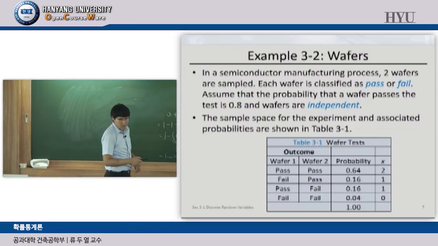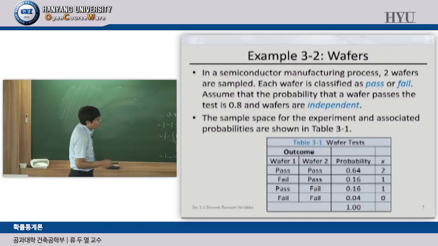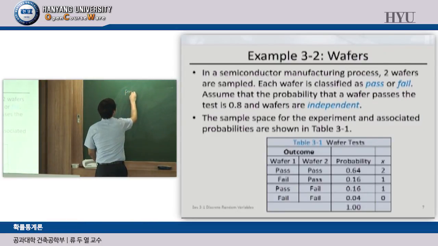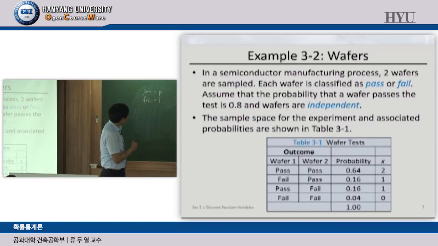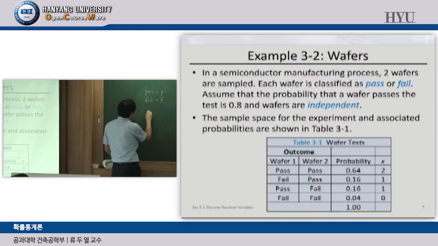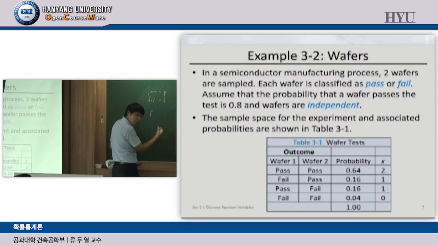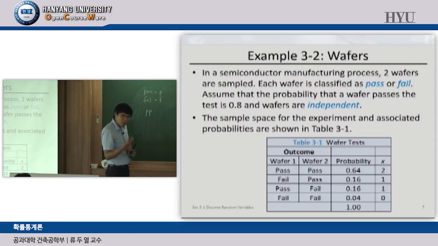So, in this case, the wafers are independent. And if we denote that the pass is P and fail is F, okay? So in this case, there is a possibility that we can select the first wafer being classified as pass and second wafer being classified as pass, right? So this should be connected as an AND condition, right? The first wafer should be selected being classified as pass, and also the second wafer should be selected being classified as pass. Okay?